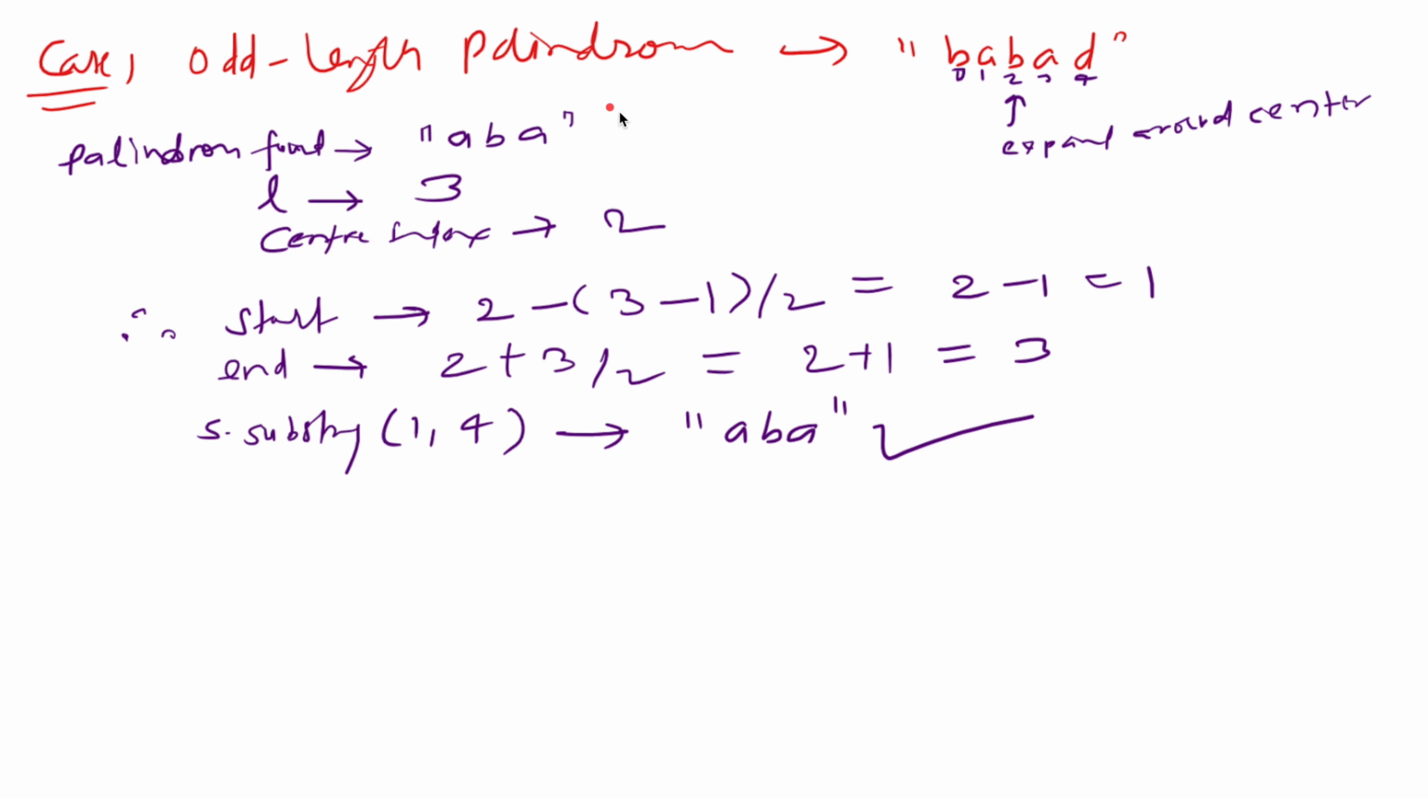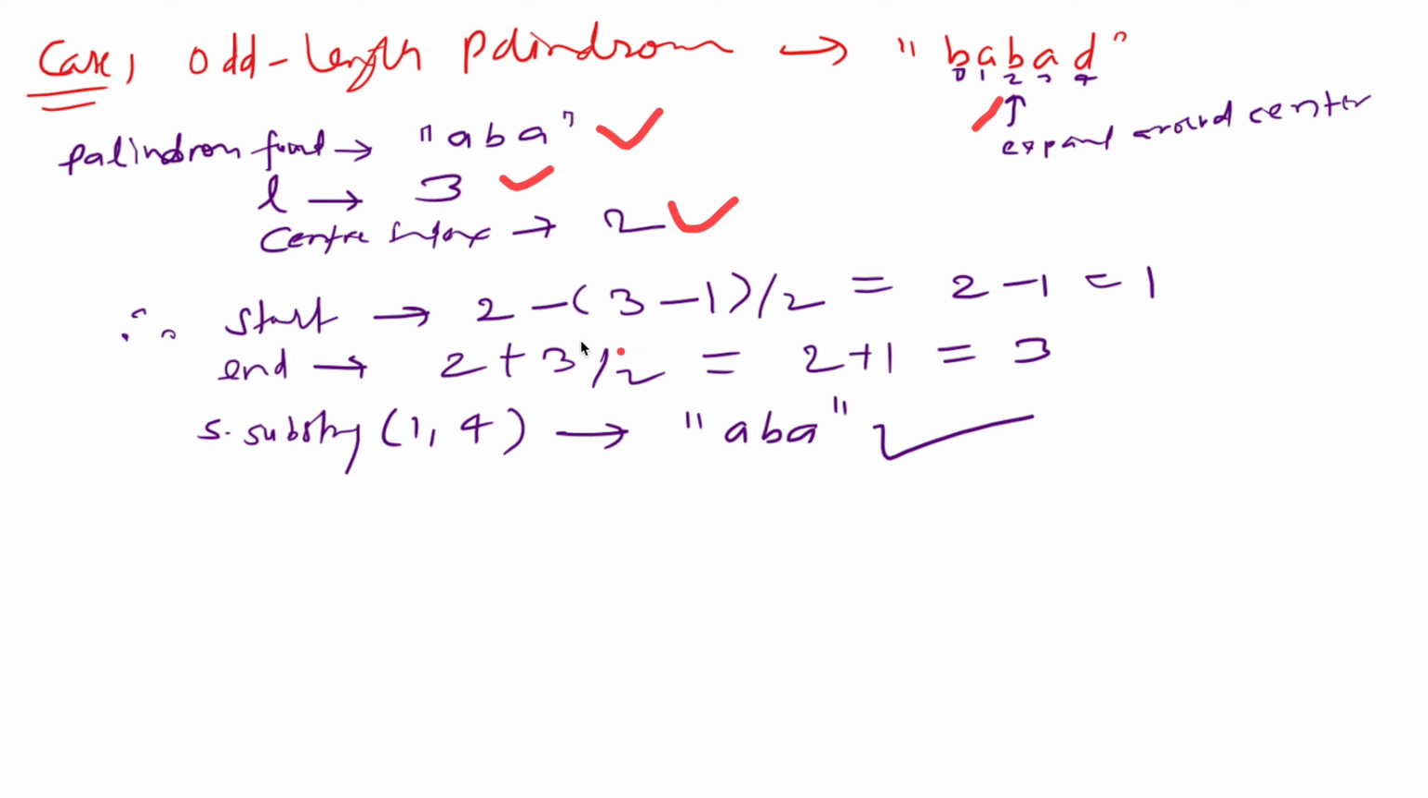Let's suppose for the odd length, we are taking this as a palindrome, right? We have found this palindrome, and this was our index, correct? So if at B we expand around the center, what will we get? ABA. What is the length? 3. Then we put the center. Center index is what? 2. We have taken the 2, as you can see here, right?